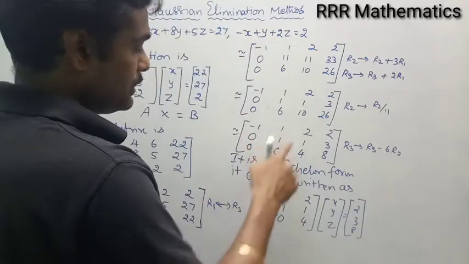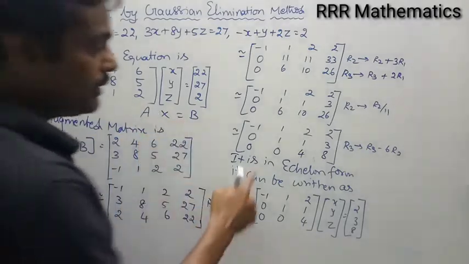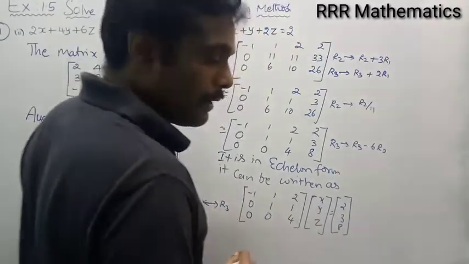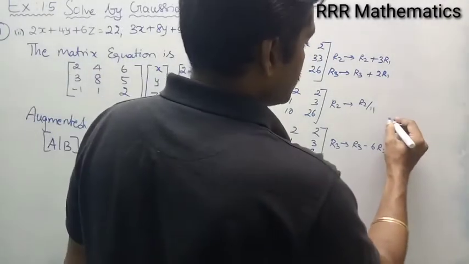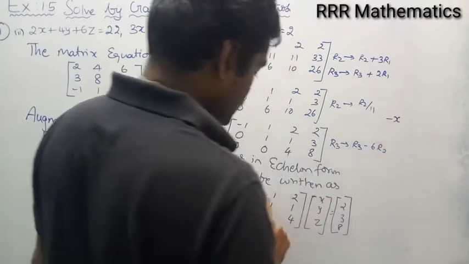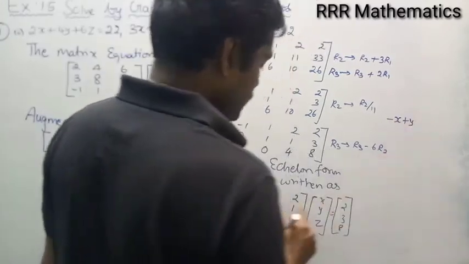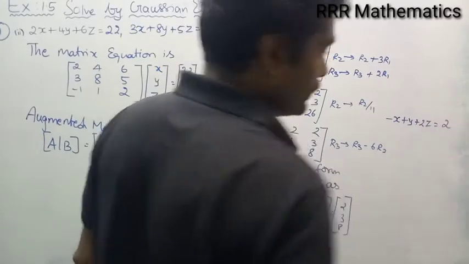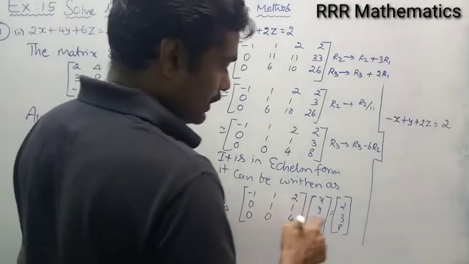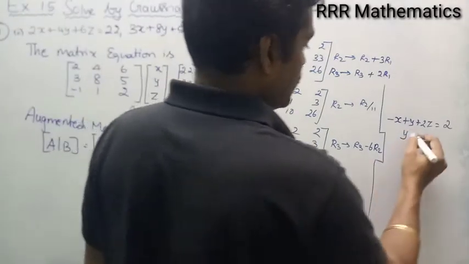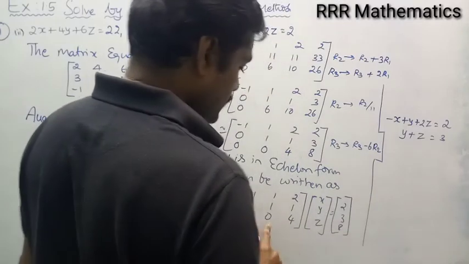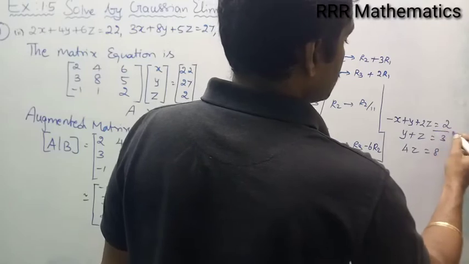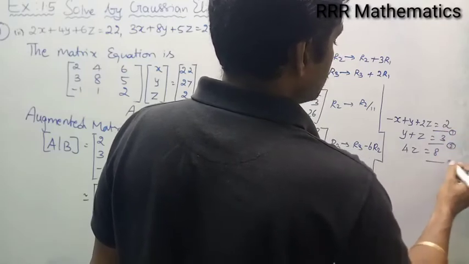It is an echelon form. It can be written like this in reverse: Ax equal to B. First 3 columns A, variable x, and the last column B. Now multiply minus 1 into x, minus x, plus 1 into y, plus y, 2 into z, 2z, which is equal to 2. Got it? Okay. 0 times x, leave it. 1 times y, 1 times z, which is equal to 3. And this is 0x, 0y, 4z, which is equal to 8. So I'll take this as 1, this as 2 and this as 3.